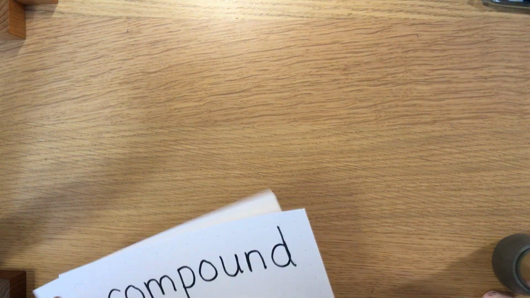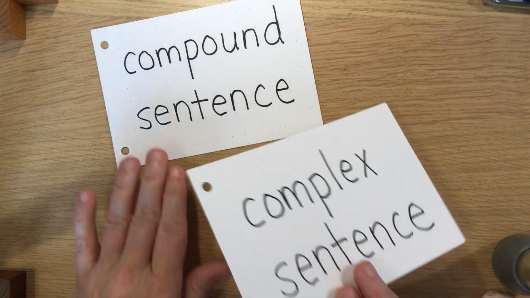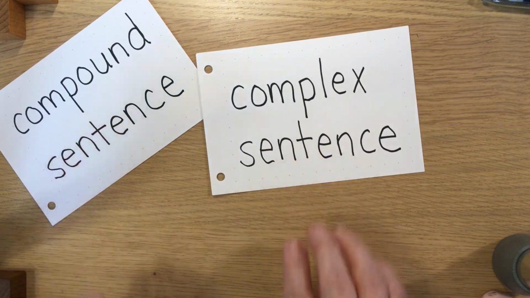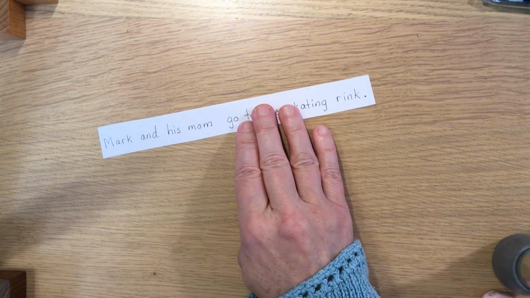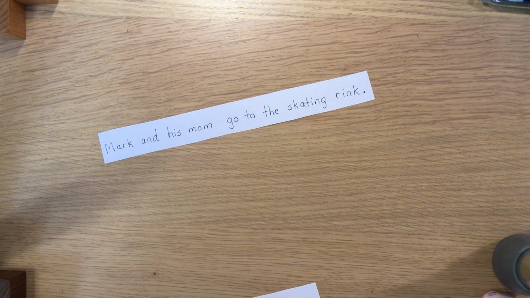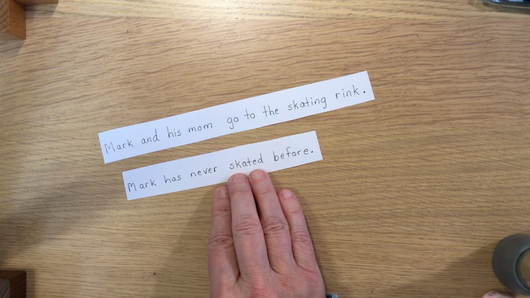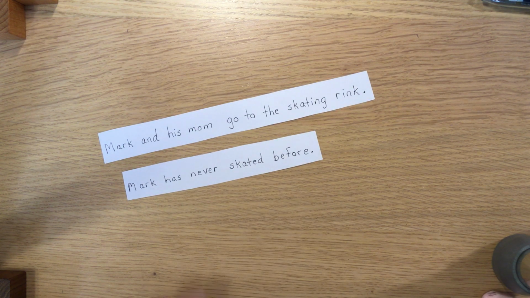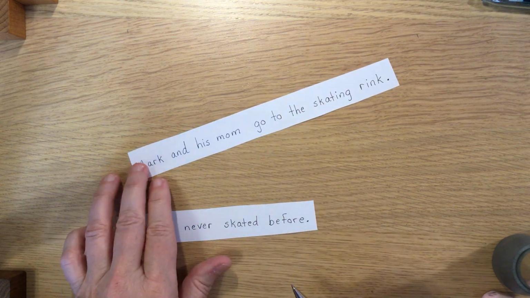Today we are going to be talking about a compound sentence and a complex sentence. Let's take a look at these two sentences. Mark and his mom go to the skating rink. Mark has never skated before. Well, we know that each sentence needs to have a subject and a predicate.